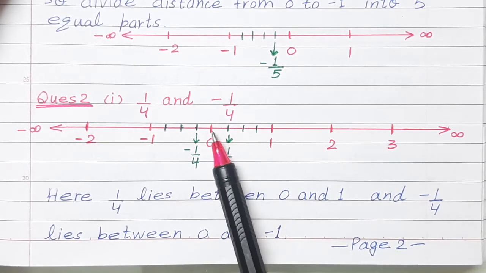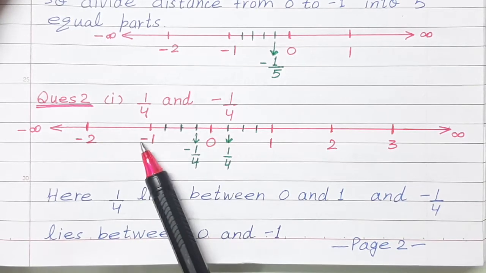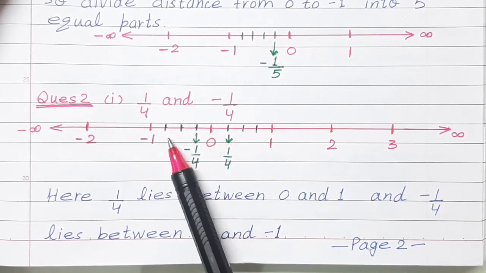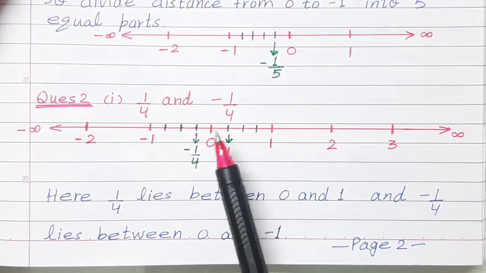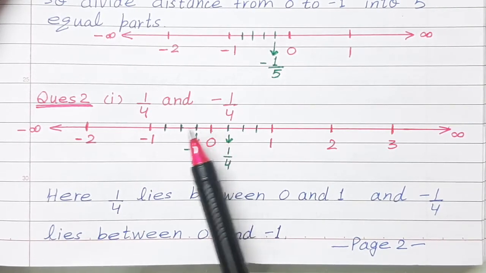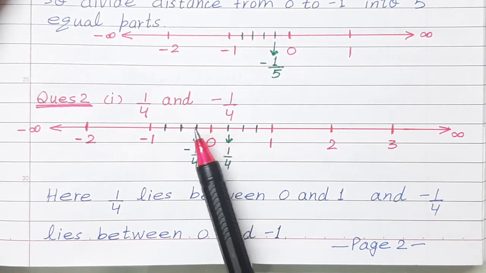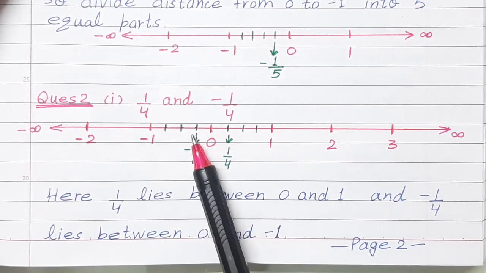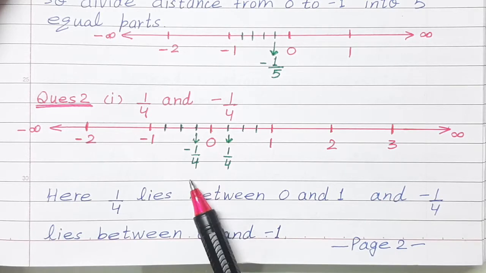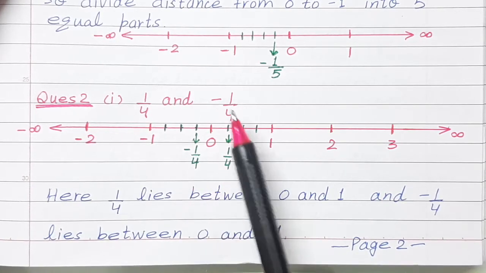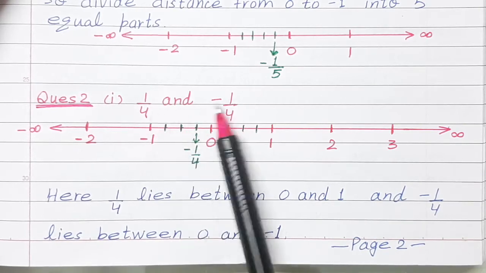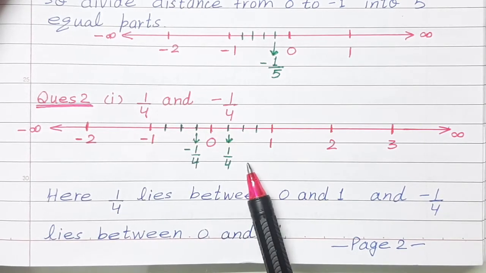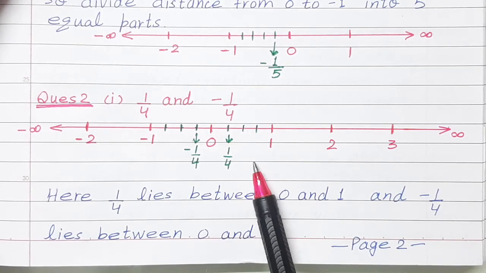Similarly, the distance between 0 to minus 1 also we have to divide into 4 equal parts. And from right to left, the first division is minus 1 upon 4. So that is how we can represent two fractions together on the same number line. I hope you all have understood.